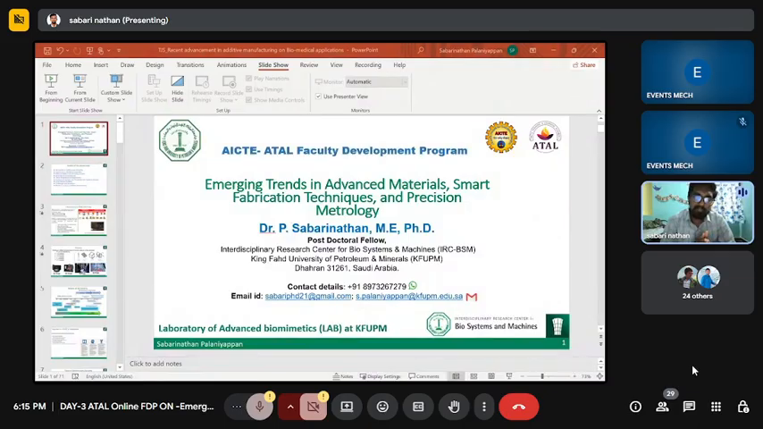Then coming to additive manufacturing process, this is the advanced manufacturing process. In this process, you can fabricate the component layer by layer. Or you are developing a component layer by layer. We call it additive manufacturing process.